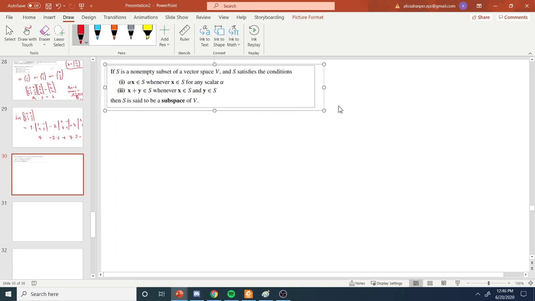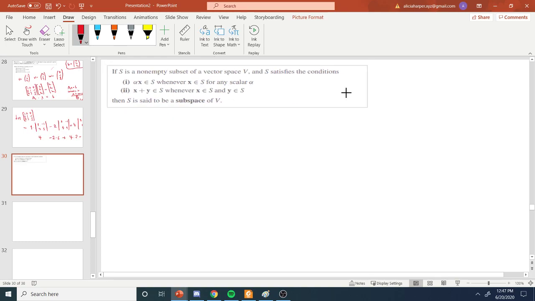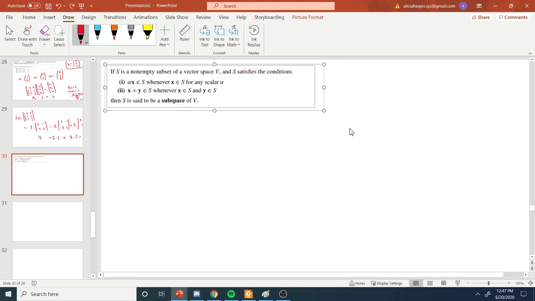So if S is a non-empty subset of a vector space V, and S satisfies the condition that alpha x is an element of S whenever x is in S for any scalar alpha, and whenever you have two elements of S and you add them together, you get yet another element of S, then S is a subspace of V. And here's the fact: every subspace is also a vector space.